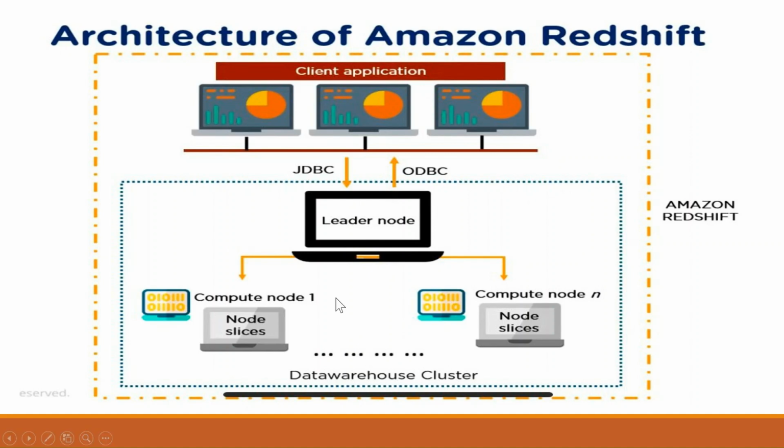When a user or application sends a query via the client application, the leader node receives the query, figures out how to execute it, and assigns parts of the task to the compute nodes. These compute nodes process the query in parallel and return the results to the leader node. After getting the processed data, the leader node aggregates the results and sends them back to the client with the help of ODBC.